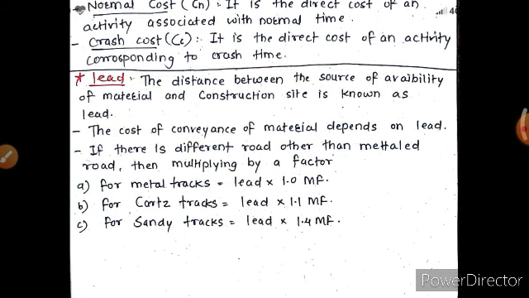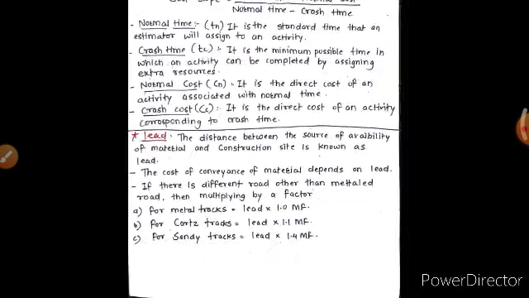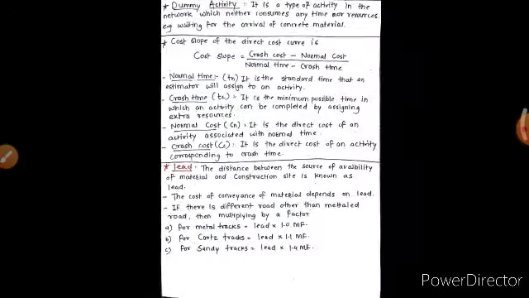Lead is the distance between the source of availability of material and the construction site. The cost of conveyance of the material depends on lead. If there is a road other than a metal road, a multiplying factor applies. For metal track, lead is multiplied by a modification factor of 1. For cart track, it is lead multiplied by 1.1, and for sandy track, lead multiplied by 1.4 modification factor.